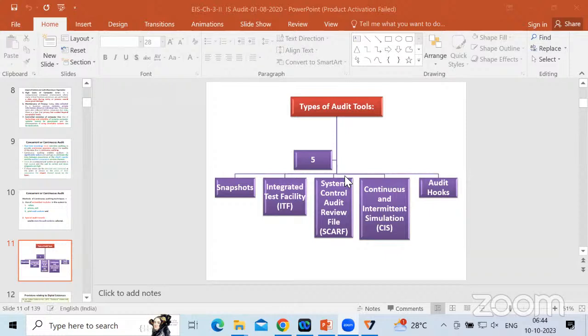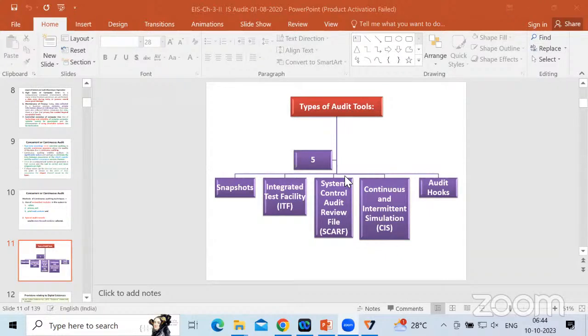The next one is continuous and intermittent simulation, CIS. So it is also similar to the snapshot. It keeps on taking the photographs of the transactions. Whatever is needed or found to be fishy, the auditor will give thrust to that. Otherwise, you will just leave it.